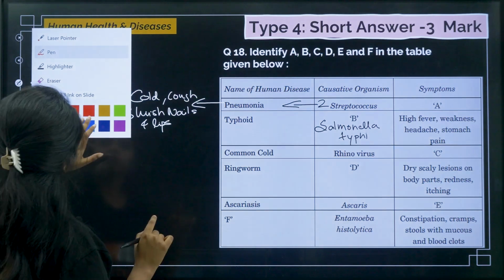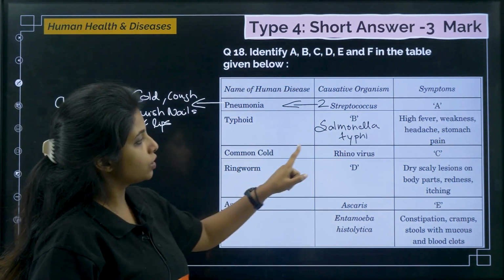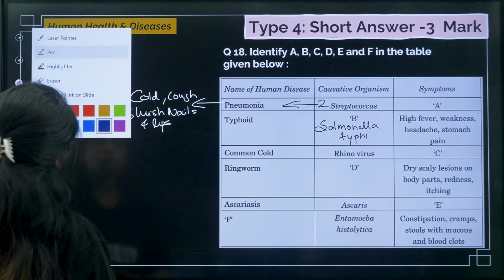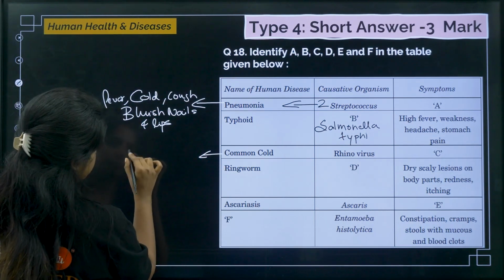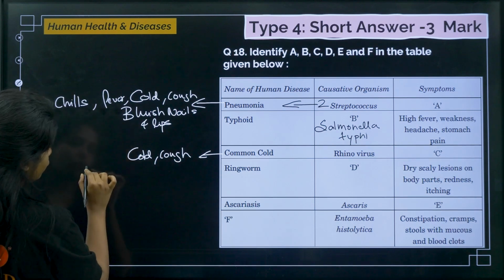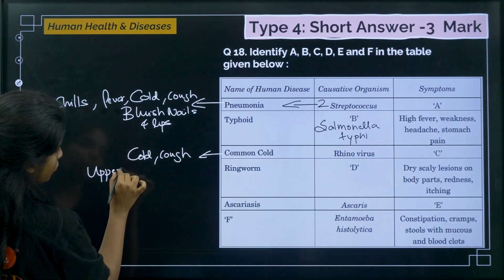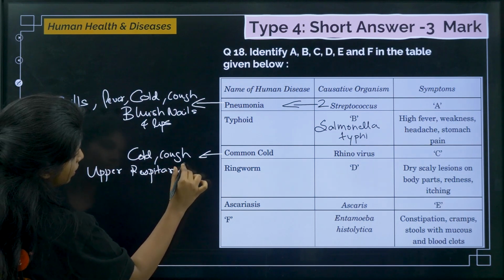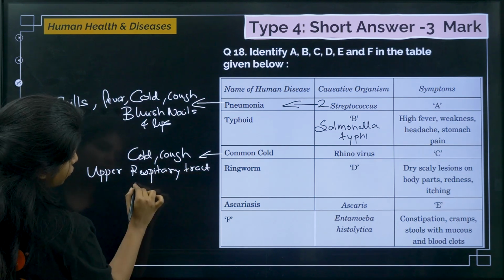Going ahead, what do we have, children? Over here, common cold is caused by rhinoviruses, I told you. And what are the symptoms? Again, what will be the symptoms? You will be having cold, you will be having cough, and you will be having upper respiratory tract problems, upper respiratory tract infections.